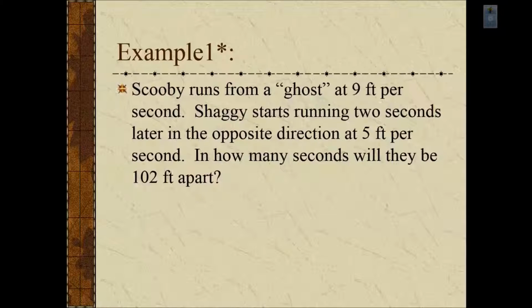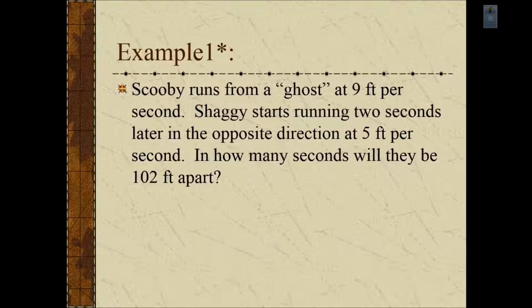Here's the first example. Scooby runs from a ghost at 9 feet per second. Shaggy starts running 2 seconds later in the opposite direction at 5 feet per second. Of course, Shaggy has to spin his feet around in a circle for a little while before he can actually take off. That's the way it works in cartoons. 2 seconds after Scooby runs, Shaggy runs. In how many seconds will they be 102 feet apart?